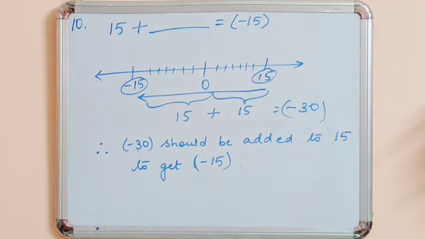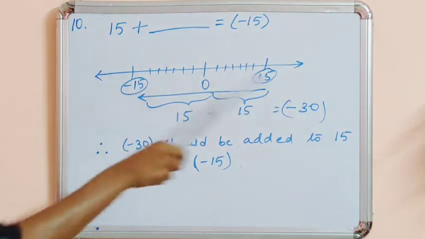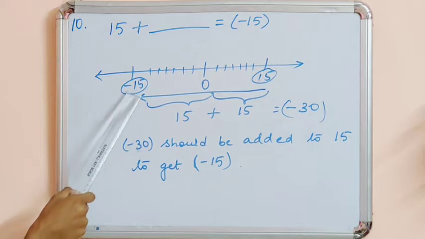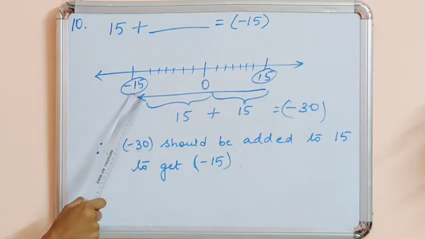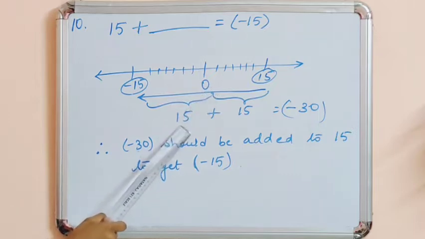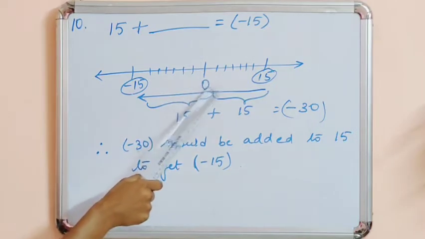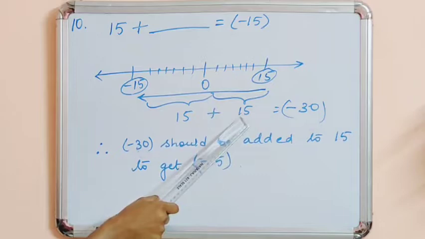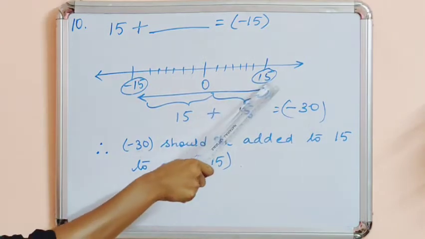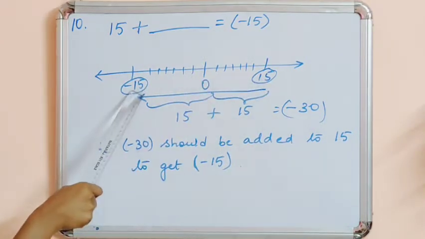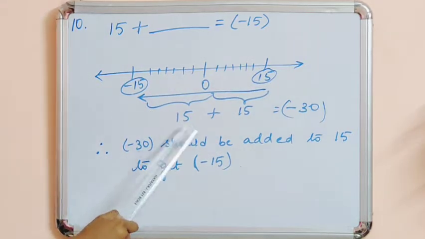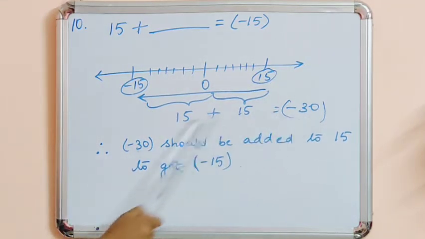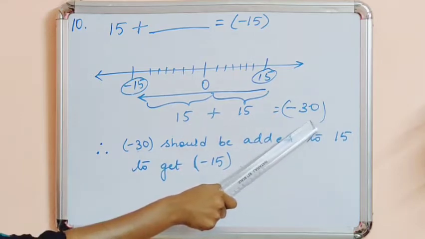So you can use a number line here. So we are making a number line. So minus 15 will be somewhere here and 15 will be somewhere here. So from minus 15 till 0 there are 15 numbers, and from 0 to 15 there are again 15 numbers. See, here we are moving from 15 to minus 15, means we are moving towards left. So there are total 30 numbers in between, that is 15 plus 15, 30 numbers.